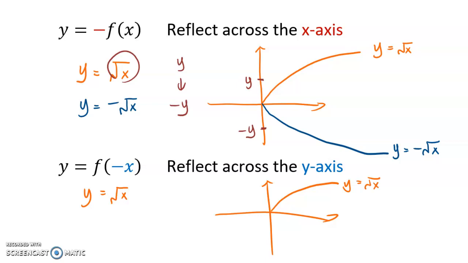All right, if we replace x by negative x in the function, then we'll have y equals square root of negative x. And you can see here the x value becomes negative x in the function. So in the graph, every x value will shift to its negative x value. So your graph will be reflected along the y-axis.